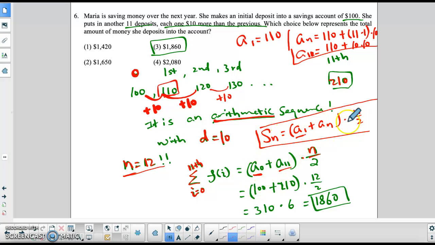This is the formula for the sum of an arithmetic sequence. You identify the first term and the last term, and you add them. Be careful. Sometimes it could be tricky finding how many terms there are. If you're not really sure, just list all of them. You start with 100, that's the initial amount, and then you have another 11 deposits. So altogether there should be 12 terms. Substitute the numbers here and here, and the answer should be 1,860.